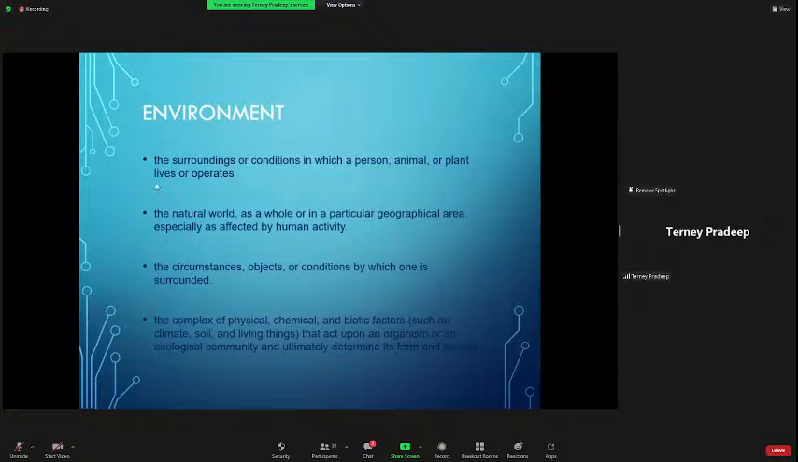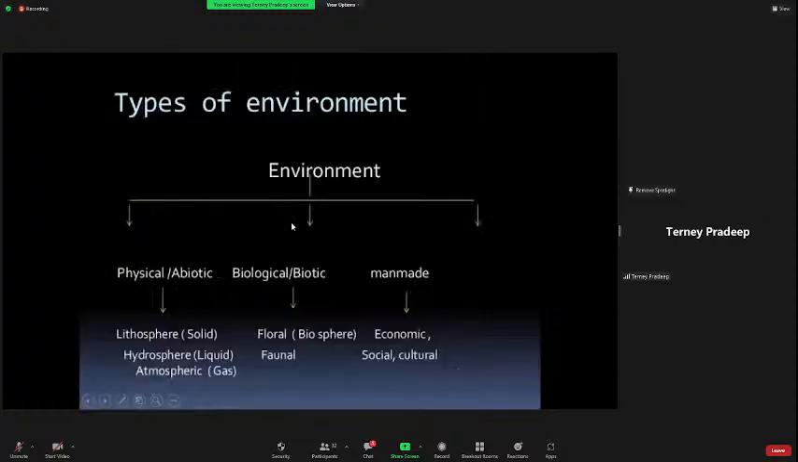So in my case, there are three main parameters. For example, physical or abiotic. Lithosphere means solid, the earth and everything solid. Hydrosphere means liquid. Atmospheric means gas. So I am saying this very, very simply, right? Physical environment or abiotic, non-living. Then biotic, flora and fauna. Flora means all plant items. Fauna means all animal items, right?